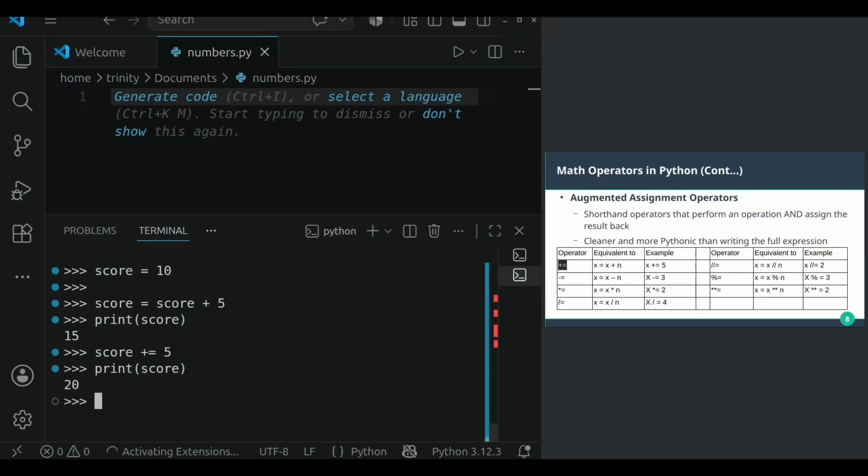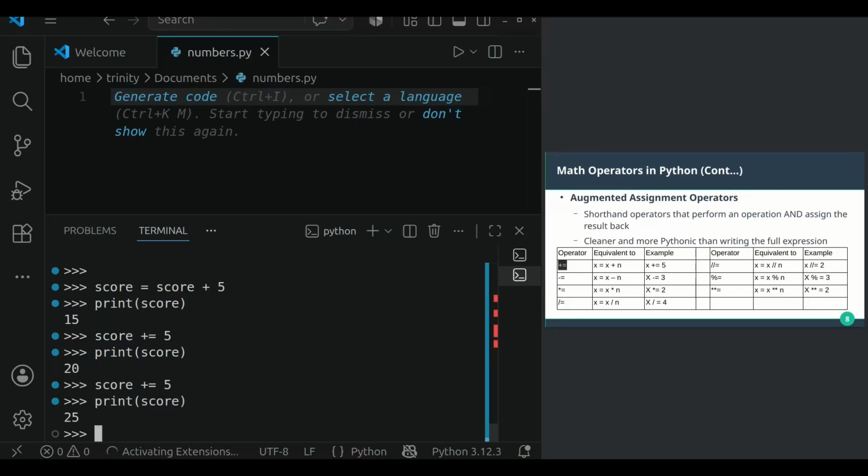Okay, sorry, this time around my score value has already been altered, so I have 15 already. So score plus equal to 5 means score is equal to score, which is 15, plus 5. That's why we have 20 here. If I do this again, score plus equal to 5, you can guess what the answer is going to be. This is going to be 25. So there we have it, we have our value of 25 stored in score.